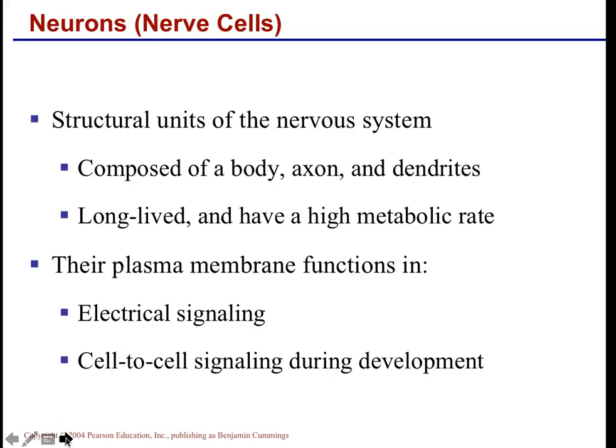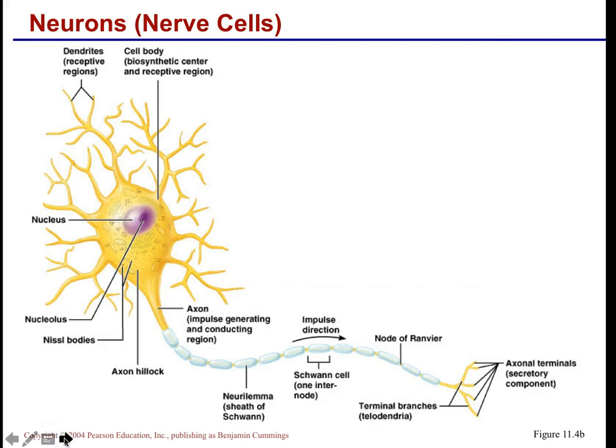All right, so now we're going to get to the neuron, aka nerve cells. They are composed of a body, axon, and dendrites. They are long-lived. They better be. They have a high metabolic rate, and their plasma membrane functions in electrical signaling and cell-to-cell signaling during development. A picture's worth 1,000 words. Here we go. The picture.